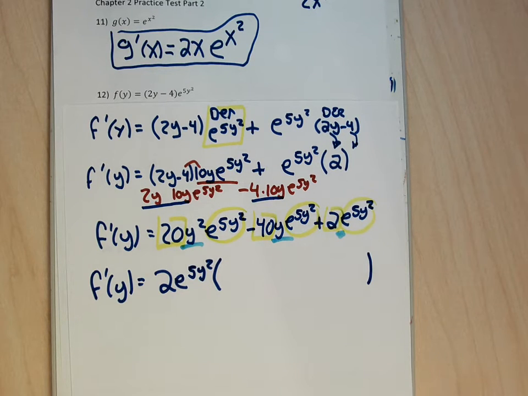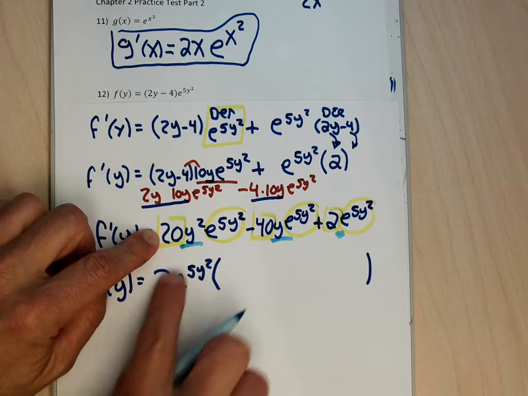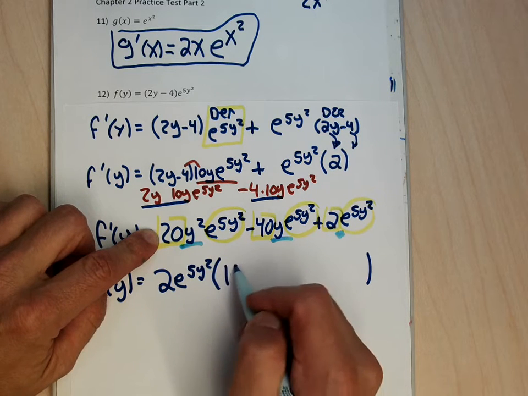And I'm going to figure out what's left in the parentheses by just taking away what I need to take away. The first piece had a 20. I factored out a 2, so I divide that 20 divided by 2, and I get 10.